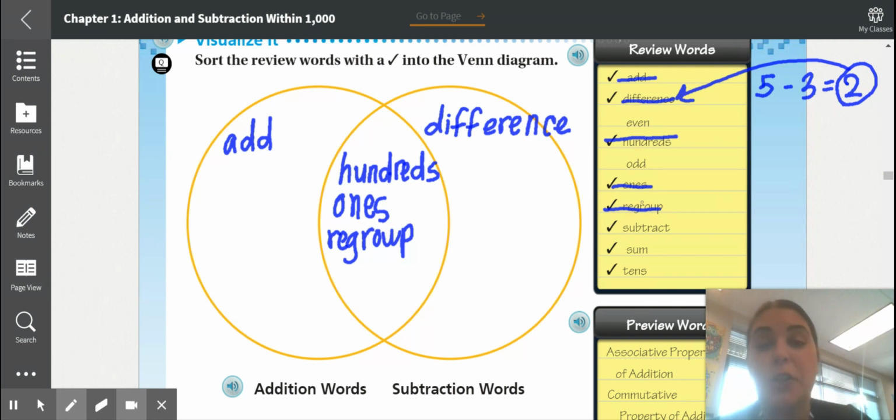Remember, if I'm going too fast, press pause on the video, catch up in your workbook, and when you're ready, press play. Okay, our next word is subtract. Well, if we subtract, we know we're doing subtraction, so that would be a subtraction word.